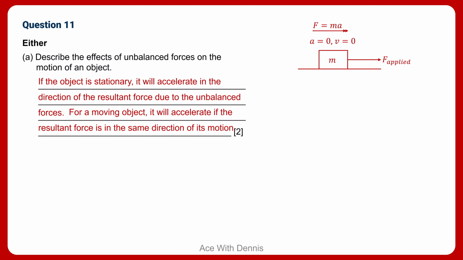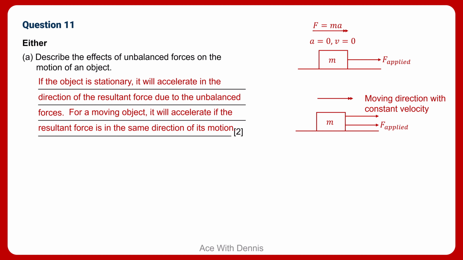Now, the second consideration is for a moving object. It will accelerate if the resultant force is in the same direction as its motion. Okay, so this is what it means. Let's say the object moves in this direction with constant velocity, and I have one unbalanced force applied to it. So the resultant force will be pointing in this direction with the formula F equals ma, which means that this object will accelerate in the same direction as its motion if the resultant force is in the same direction as the moving object.